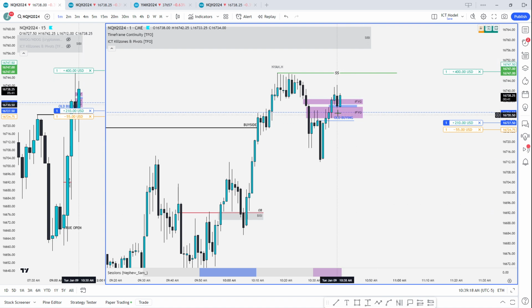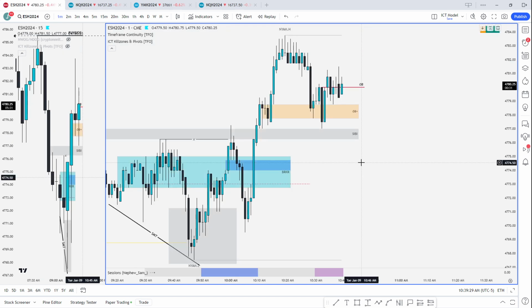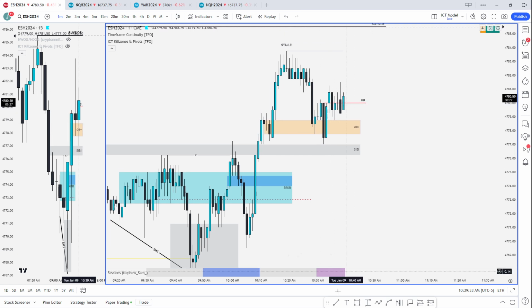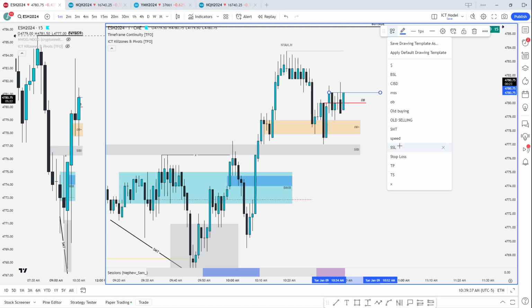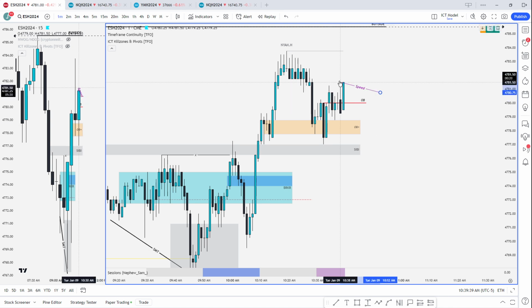Now I'd like to see speed. We have balanced most of these, both buying and selling. There's really no reason to return lower. Let's take a look at ES really quick. ES struggling to fill this gap. We have some SMT there, but once we shoot above this high, look for speed, even above this high right here.